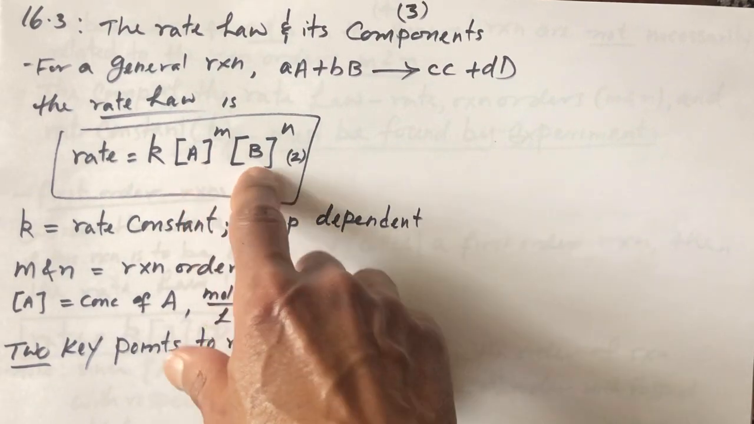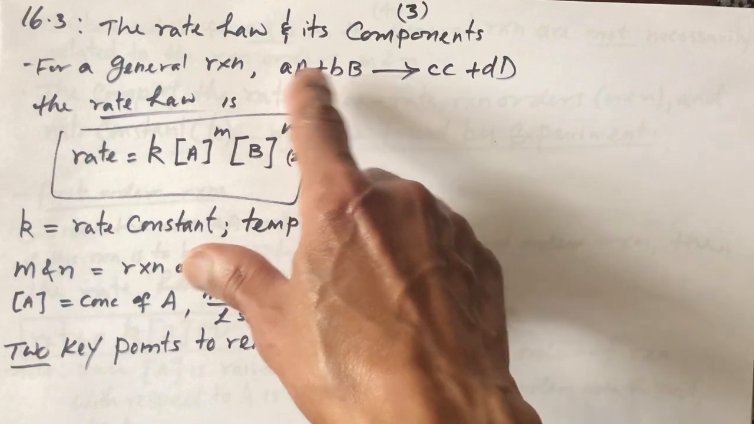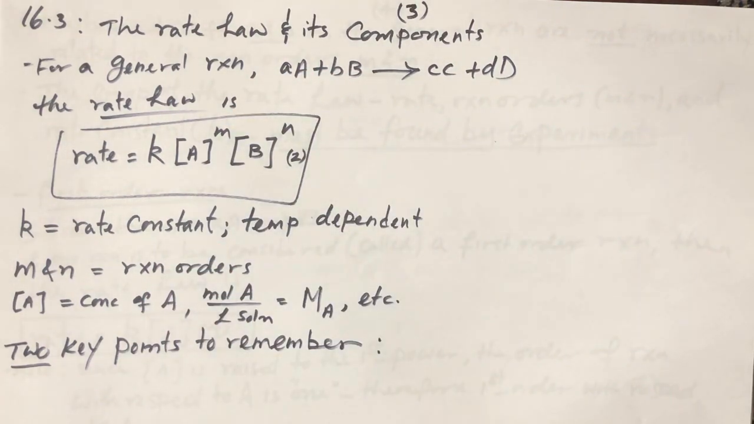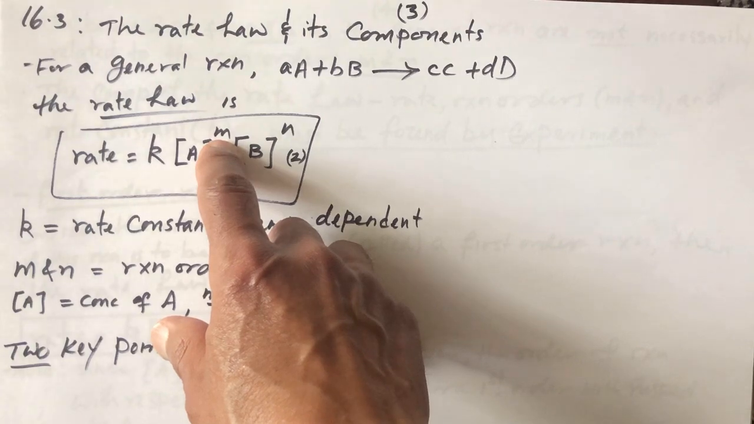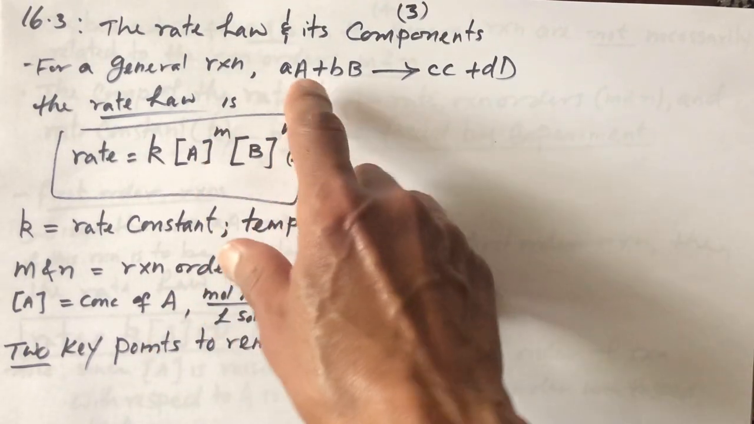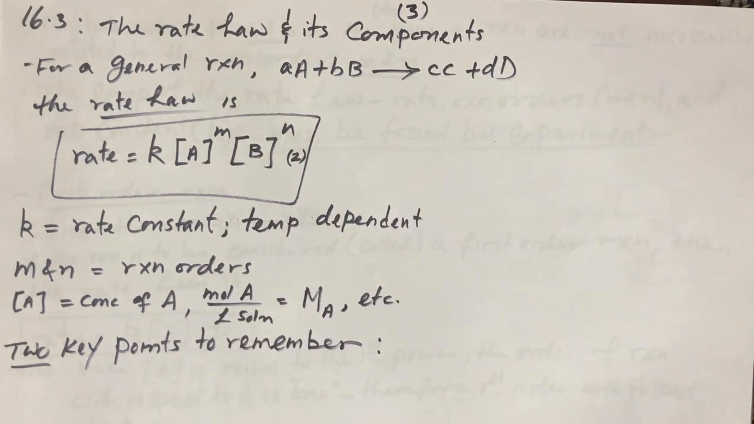We only have A and B in the rate law, which they are referring to as these reactants A and B. And also, the exponents M and N are not necessarily A and B appearing here. Okay, so we'll come back to that. But let's just go over the notation here since we have the rate law.